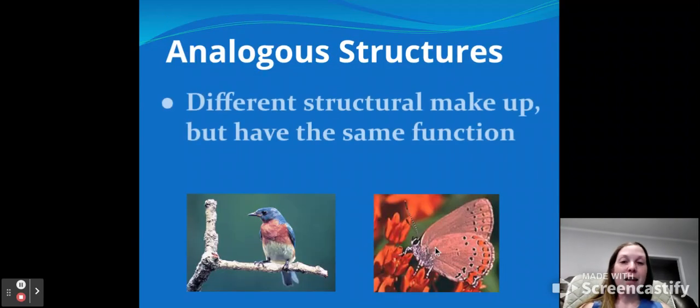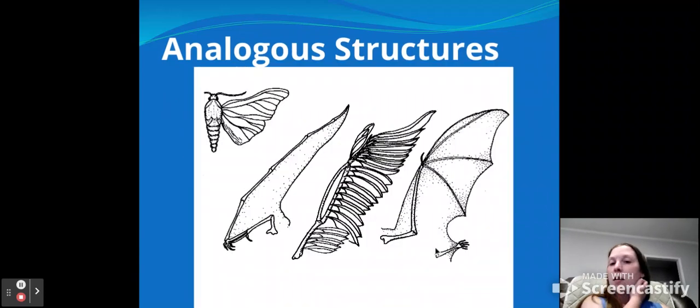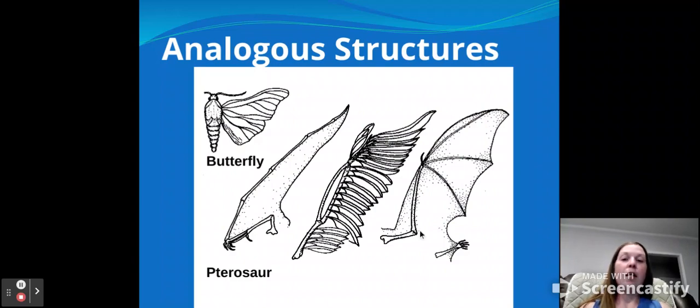And then we have analogous structures that are different structural makeup but have the same function. So a bird's wing versus a butterfly wing. And here are some examples of different wings, and I'm not going to try to guess what all of those are. I know that's a butterfly, and that's a bat, and that's a bird, and I'm not sure about that one. Oh, it'll tell you right there. Okay, that's why. It's a dinosaur.